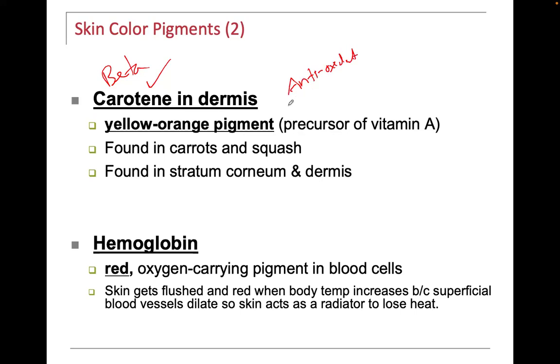We have it in our eyes, we have it in the skin, and it's the precursor of vitamin A. So you find it in carrots, you find it in squash, you can find it in sweet potatoes, okay? And we can find it in the stratum corneum and in the dermis. So keratin is very important.